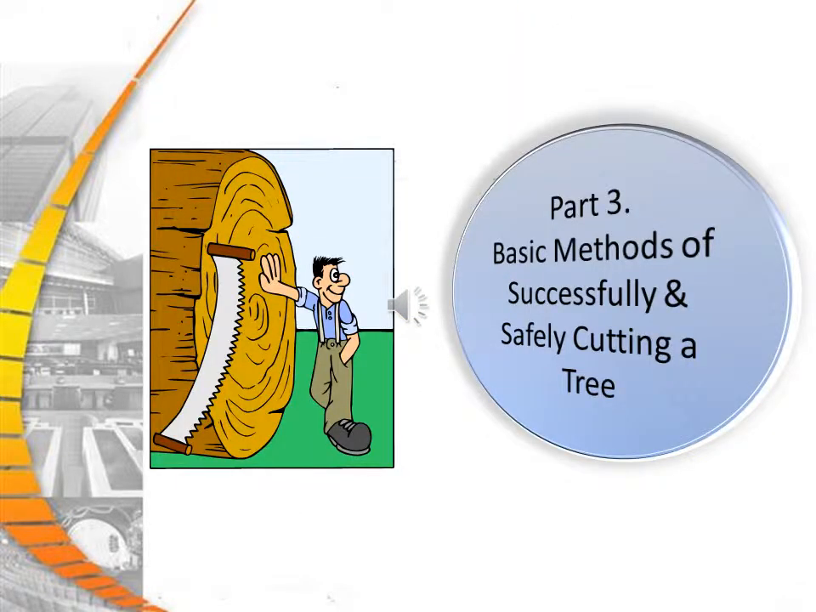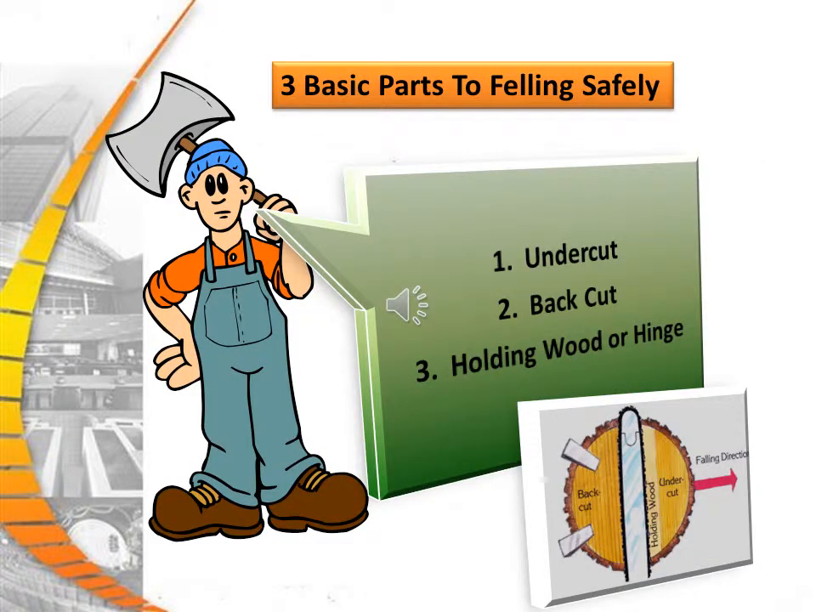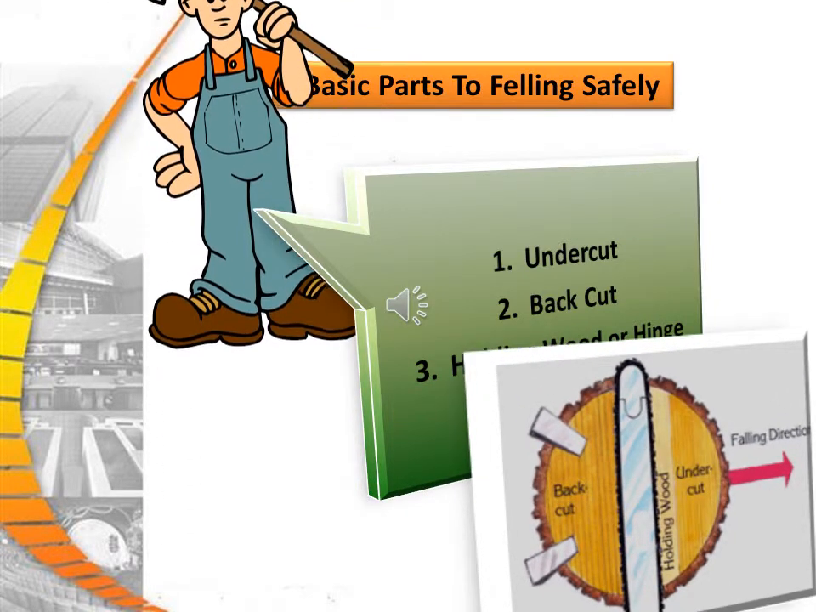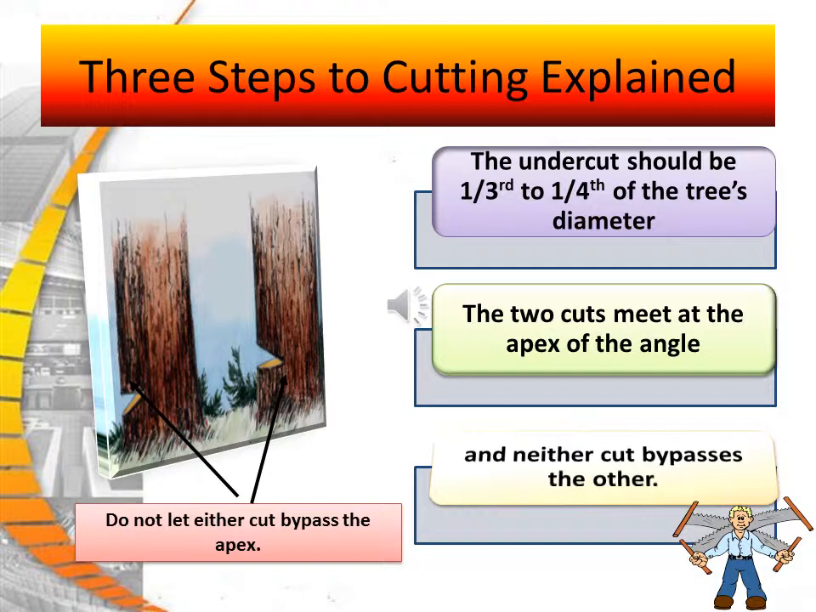Part 3, basic methods of successfully and safely cutting a tree. The three basic parts to tree felling are the undercut, the back cut, and the holding wood or hinge. The three steps to cutting are: the undercut should be at least 1/3 to 1/4 of the tree's diameter. The two cuts will meet at the apex of the angle, and neither cut will bypass the other. As you can see in the diagram and picture, don't let the cut bypass the apex.